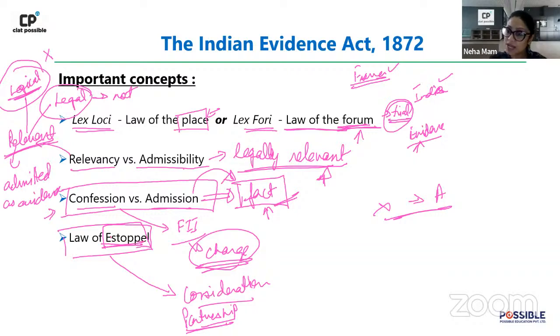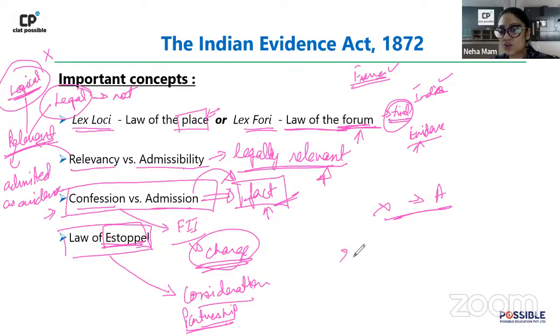Why? Because through your actions you've acted as though you were a partner. So again you are stopped from going back. So estoppel in law always means stop from going back. So that is why when you're talking about law of estoppel in evidence also, it means that once you've said something, you cannot in evidence go back on that.